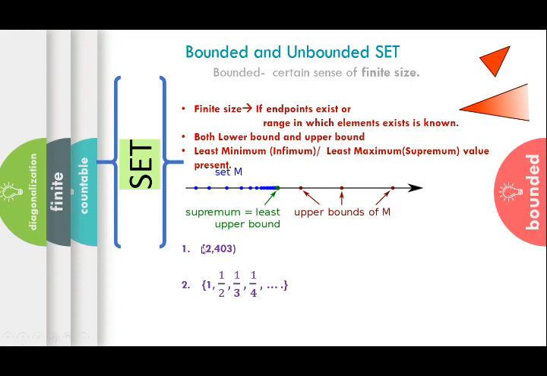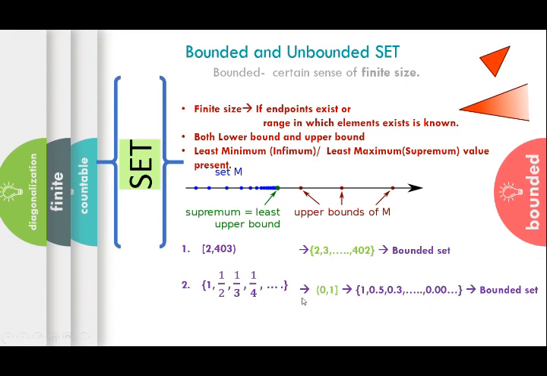For example, take this set, closed interval 2, open interval 403. What is the meaning of this set? Your set will have elements 2, 3 and so on, but the last element will never be 403. It will not include this element, but a value lesser than 403. So your elements will be 2, 3 and so on up to 402. So this is a bounded set because I can say that 2 is the smallest value and 402 is the largest value for my set. Exactly, the number is present for the smallest or largest value.